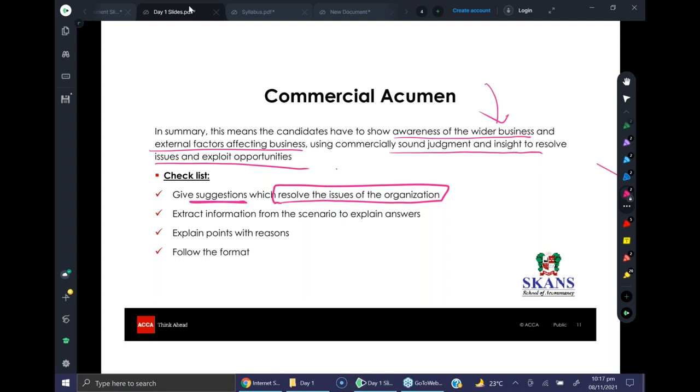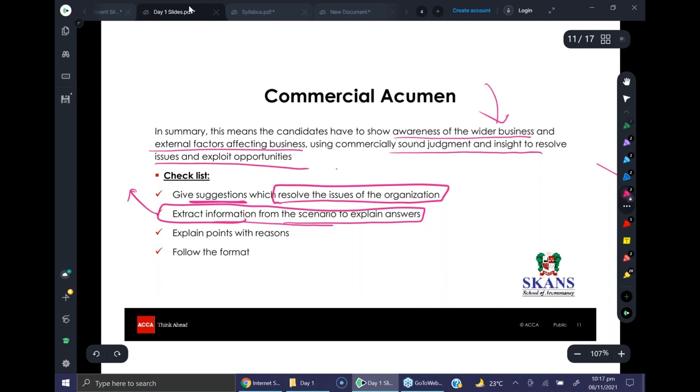Also, you can extract information from the scenario to explain your answer. It is using the information of the case study to explain your points that can help with demonstrating commercial acumen, and not just sticking to the financial aspect of things. Also look at the non-financial aspects if this type of question is there, and look at the broader external factors like social and environmental, which can add commercial acumen. So a lot of things can be done, honestly.